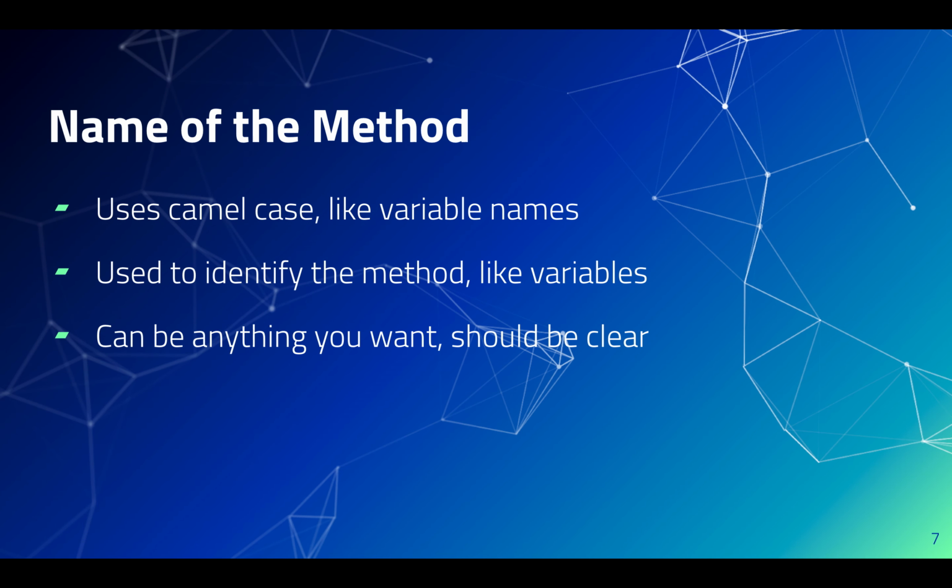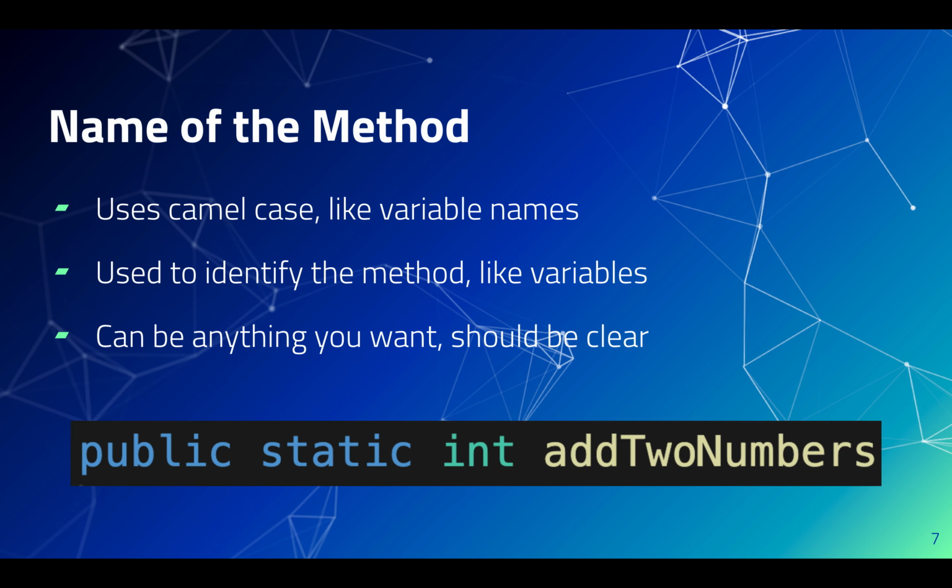Now we have the name of our method. And just like variable names, method names use camel case, meaning the first word is lowercase, and after that every word starts off capitalized. This is used to identify methods just like we use variable names to identify variables. So make sure your method name is clear because you're going to need to use it. Just like variables, the name can be anything you want, but it should be organized and clear. So in this case, add 2 numbers, you can easily guess this is a method that'll add 2 numbers.